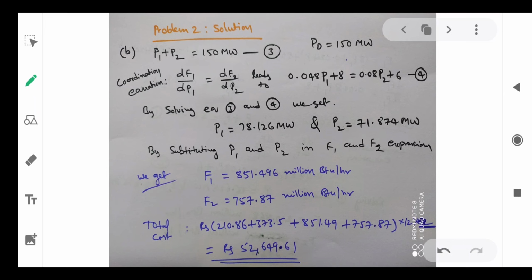By substituting P1 and P2 in the F1 F2 expressions, you will obtain 851.4 and 757.8 million BTU per hour respectively. So by obtaining total cost, summation of all F1, F2, F3, F4 for all 24 hours, this is 12 into 2, 24. So therefore by multiplying with that, you can obtain total cost as 52,649.6 rupees. That is the total cost.